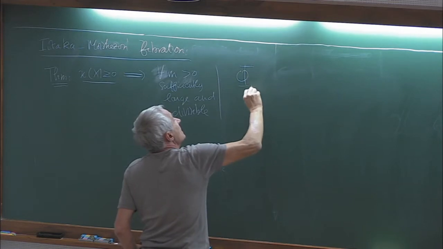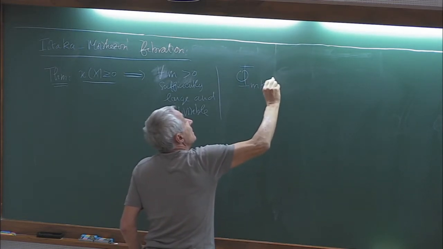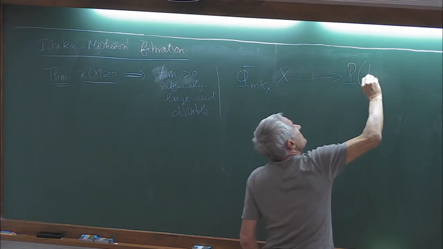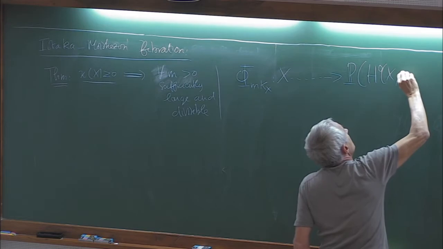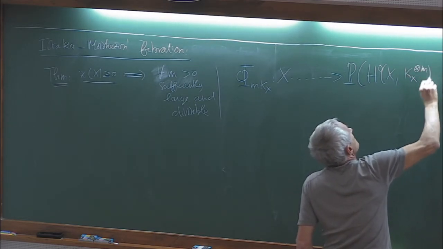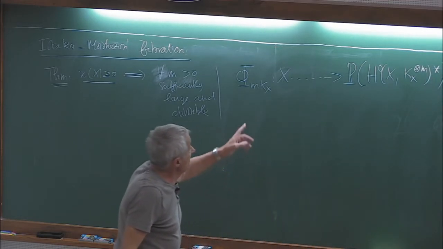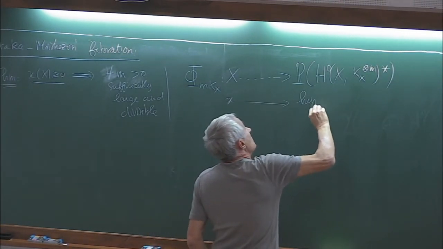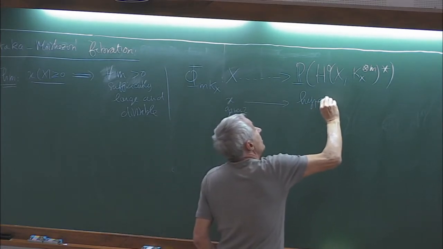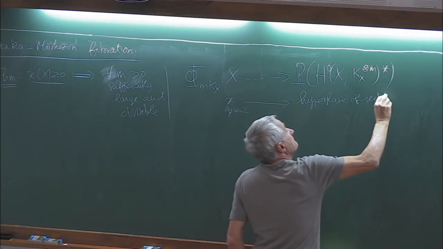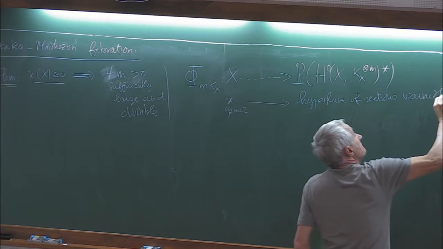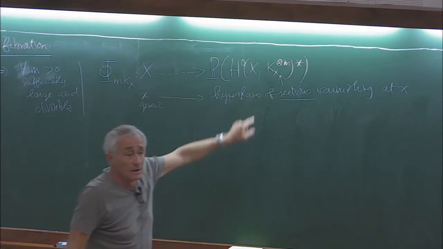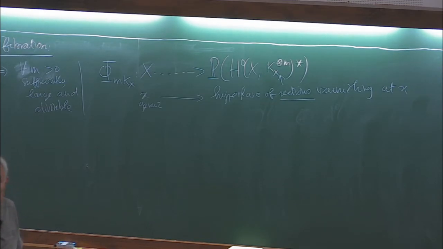we have a map phi_{m K_X}, which goes from X, this is just a rational map, to the projective space of H^0 of X, K_X tensorized with m, and here we have the dual. This map is a very general situation. To x, it associates just the hyperplane of sections vanishing at x, of the sections of this bundle. And so this gives you a rational map.